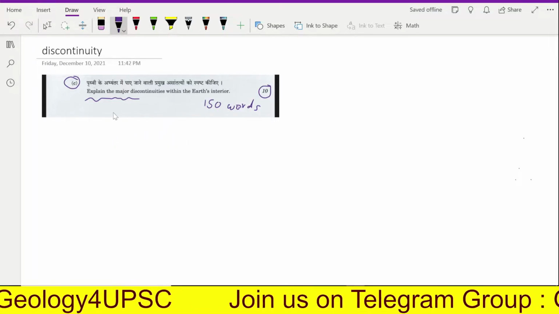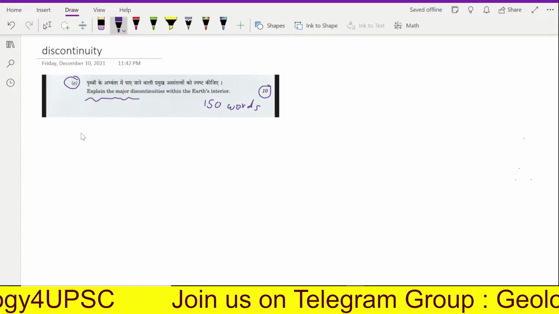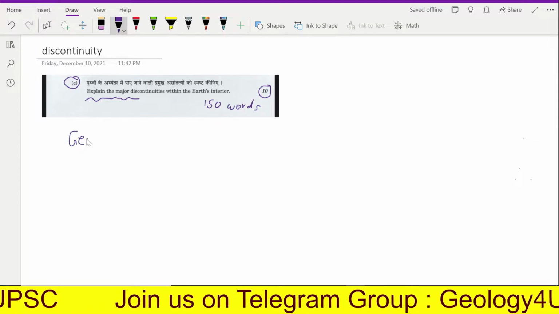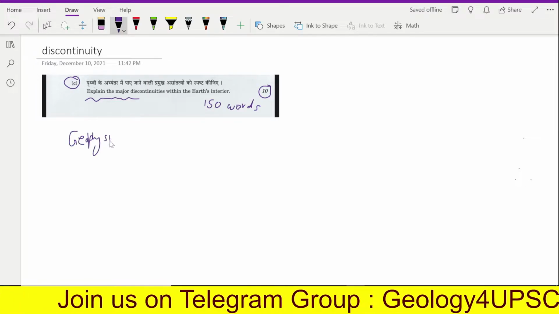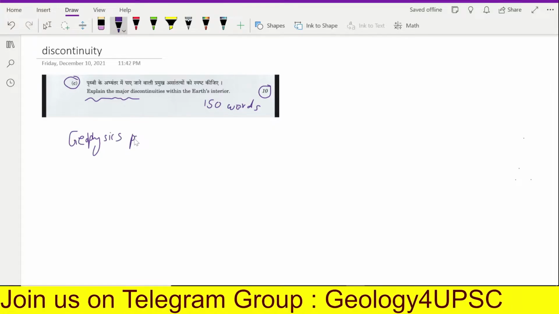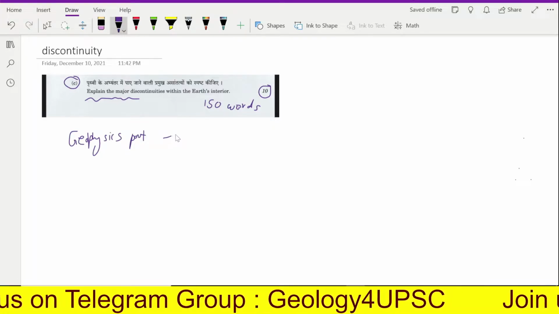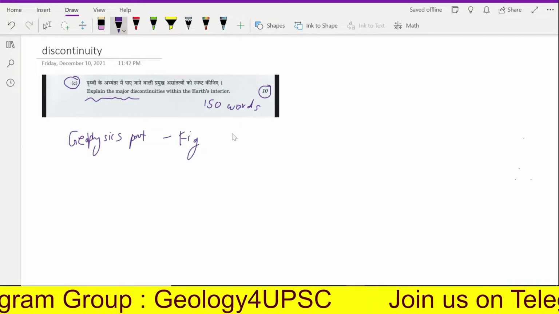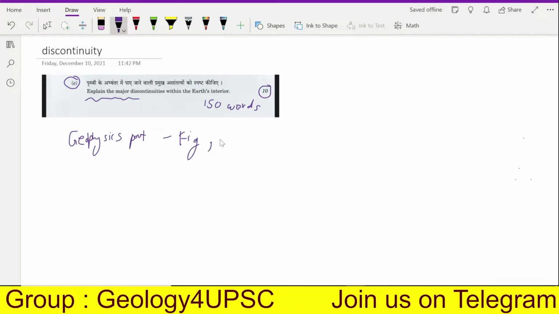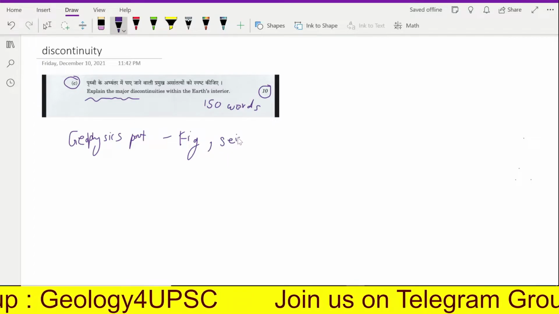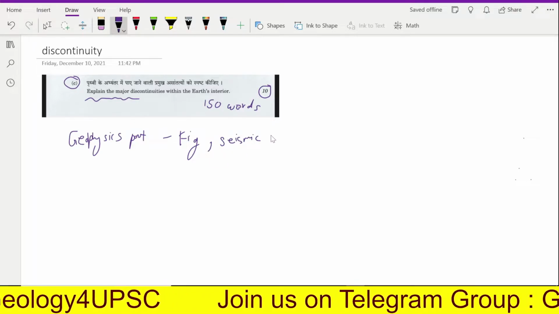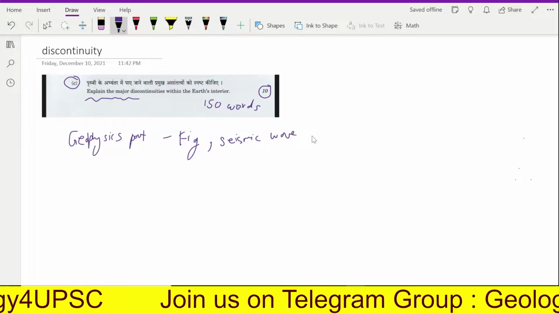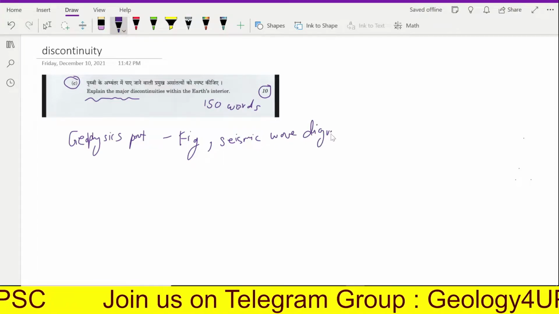Just by reading the question, you know that it is a question from the geophysics part, and see, figures are a must. Without a figure, nothing happens. And here, apart from the figure, you also have to draw the seismic wave diagram.